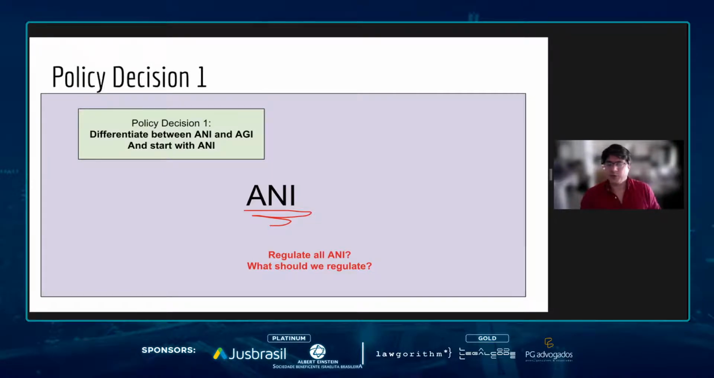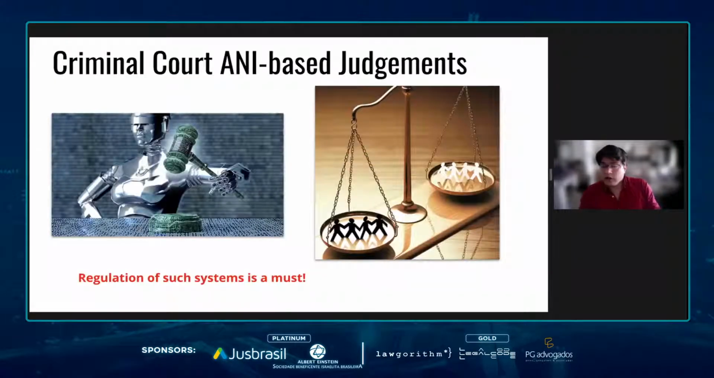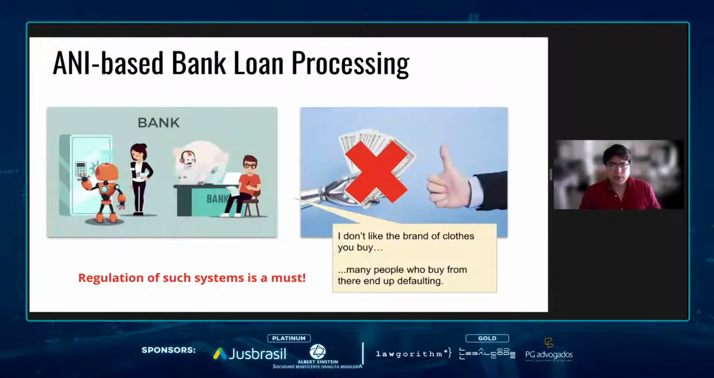The next question that came to us is, should we regulate all artificial narrow intelligence? And indeed, there are certain use cases where some form of regulation, some form of assurance needs to be applied, such as court decisions where an individual's life could be on the line, so we need to make sure that we're regulating that in a sound manner. Similarly, if someone is going to apply for a bank loan, we need to make sure that there's no unjust bias in that procedure.